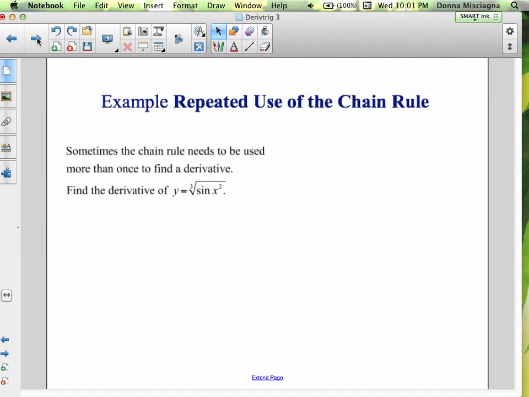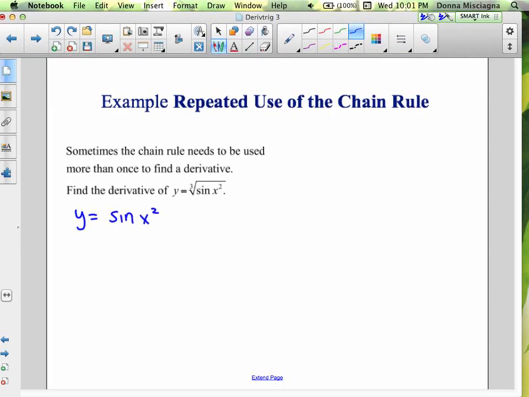All right, so example of repeated use of the chain rule. Sometimes a chain rule needs to be used more than once to find a derivative. So here's another example of a chain rule that is more than once. This one, we've got 3 parts here. So let's rewrite this. y is equal to sine x squared, and that's all to the 1/3 power.